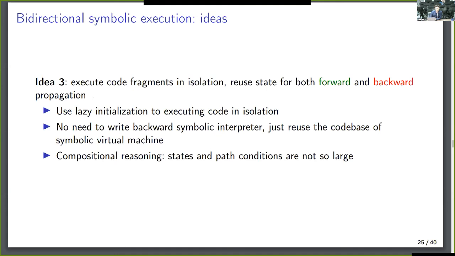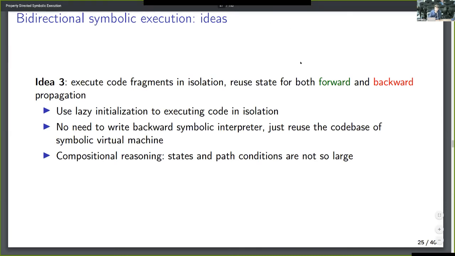And also, by executing code in isolation, we may obtain some form of so-called compositional reasoning. What is compositional reasoning? The idea of compositional analysis is that you analyze parts of the program in isolation, and then combine the analysis results to obtain some knowledge about the whole system. So this is like the divide and conquer approach in analysis. As a result, we obtain some compact representation of states and path conditions, which are not so large as if we executed the program from the entry point and tried to reach our targets.